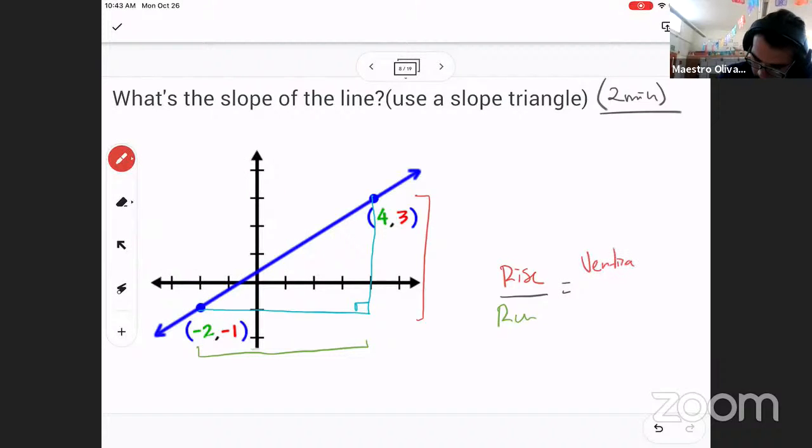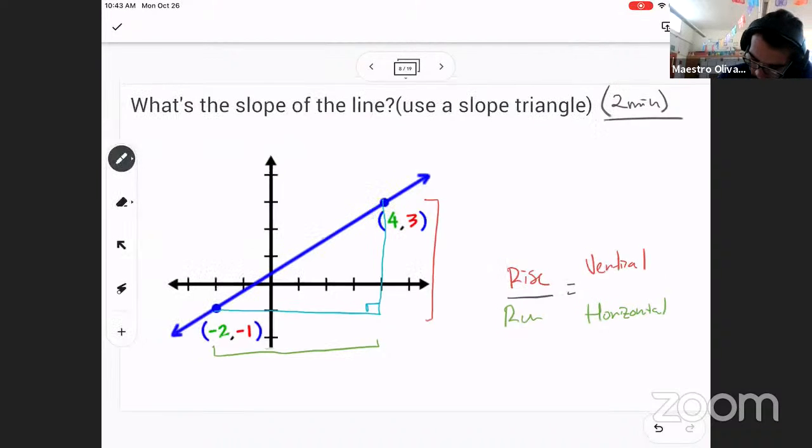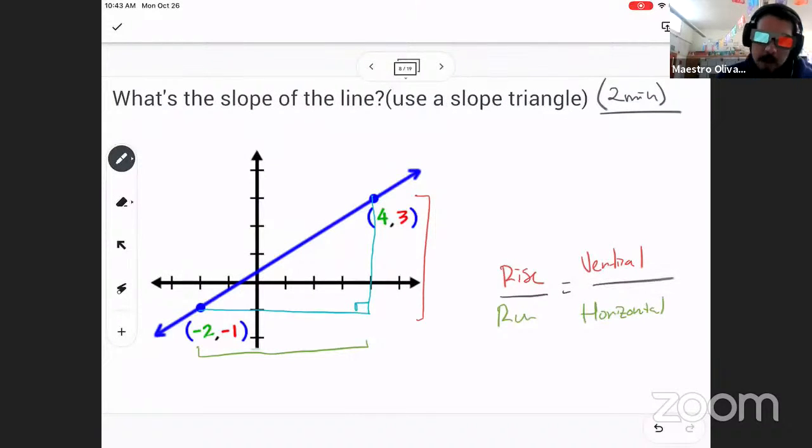the vertical change over the horizontal. 2 minutes right now. Go ahead and please get started. When you have your answer, type out your answer, but do not press enter. Do not press enter.